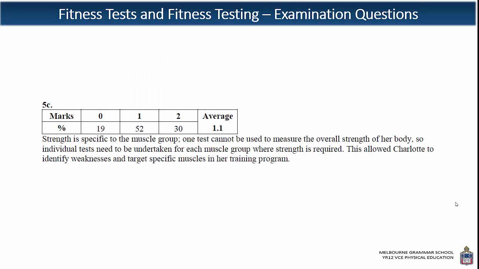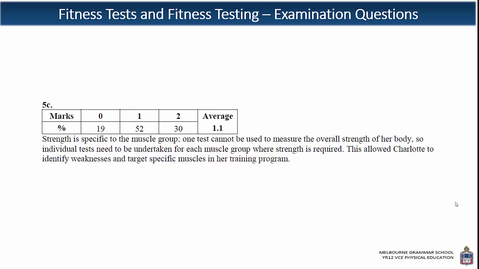needs to work on. If you look here, 51% or 52% of the state got 1 mark, and 19% of the state got 0 marks. And as we said, strength is specific to the muscle group, so many tests were undertaken for each muscle group, and it allows her to identify weaknesses and target specific muscles. You needed to say that last point, which is probably where a lot of students missed out.